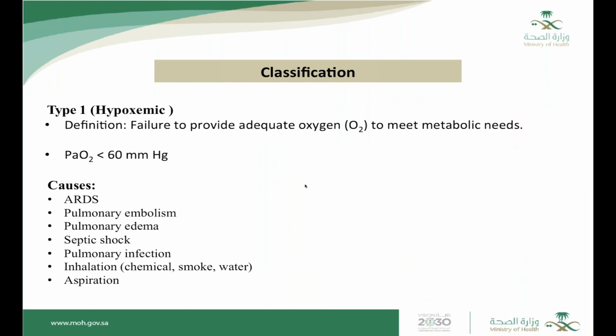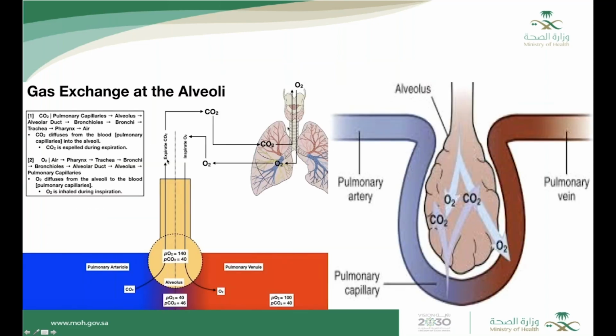So going back to type 1. If we are saying type 1 is failure to provide adequate oxygen, it means that everything here is intact. The main issue is going to be probably in the alveoli. They might be filled with fluid, and that fluid could be due to infection like pneumonia, water, for example like CHF, edema, and blood. It could be from injury.